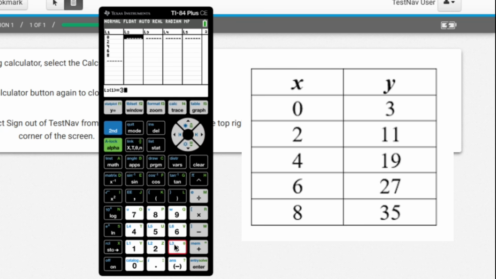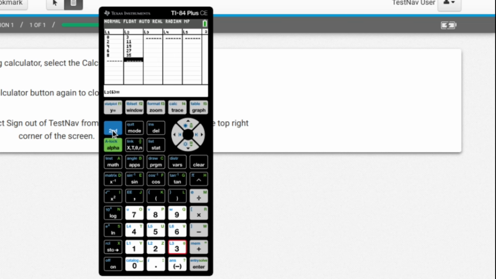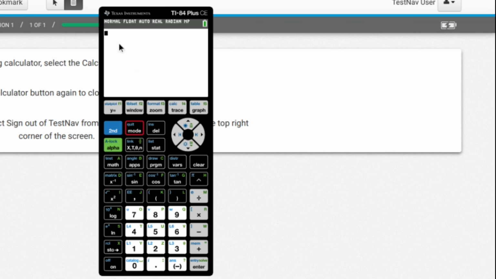So we have 3, 11, 19, 27, and 35. Right now we're going with the known fact that this is linear. In the previous slide, we talked about how to tell if it's linear, quadratic, or cubic. In this case, I know it's linear, so I'm going to find the linear regression. I'm always going to quit by doing second mode. That step might not be necessary, but at the very least, I'm out of where I need to be.